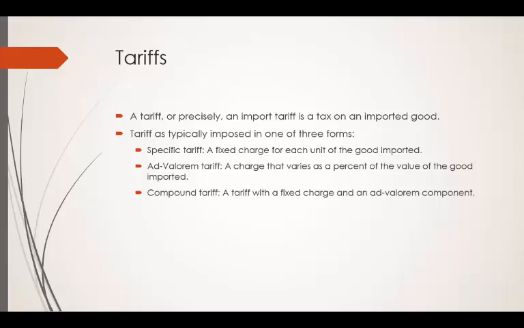An ad valorem tariff is another type of tariff, and that's a charge that varies as a percent of the value of the good imported. An example would be a 10% tariff imposed on imports of wheat. Finally, a compound tariff is a tariff with a specific and an ad valorem component. An example would be a tariff of 30 cents per bushel plus 5% on the value of the wheat imported.